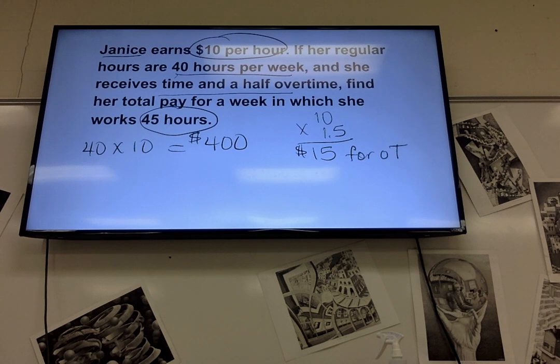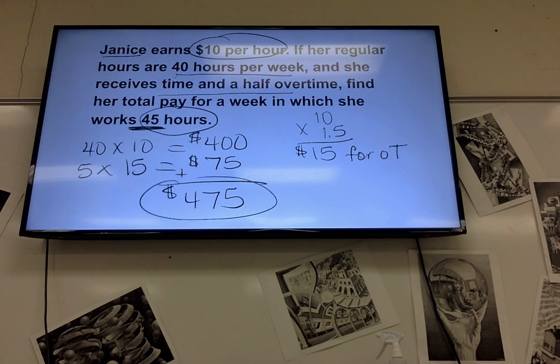So then she worked 5 hours of overtime. Well, what's 5 times 15? 75. Yep. Then we just add those two up. So she made $475 gross pay for that week.